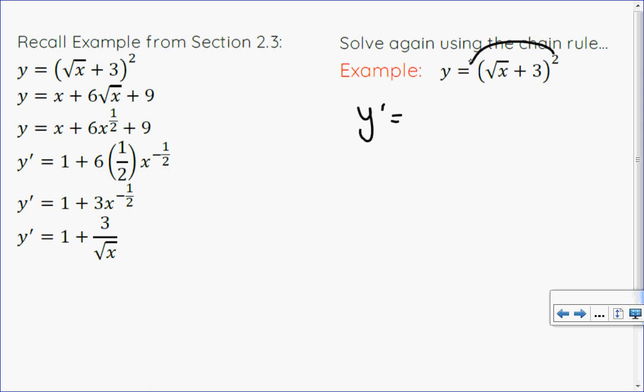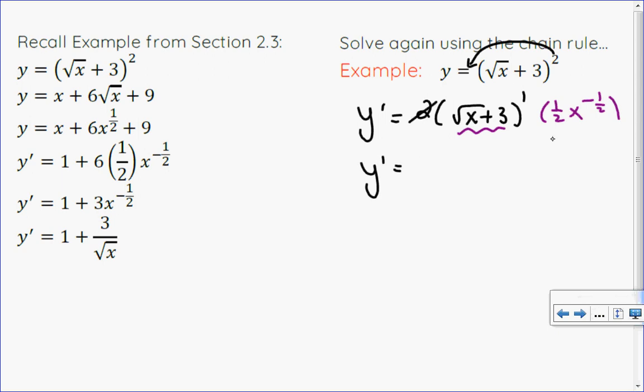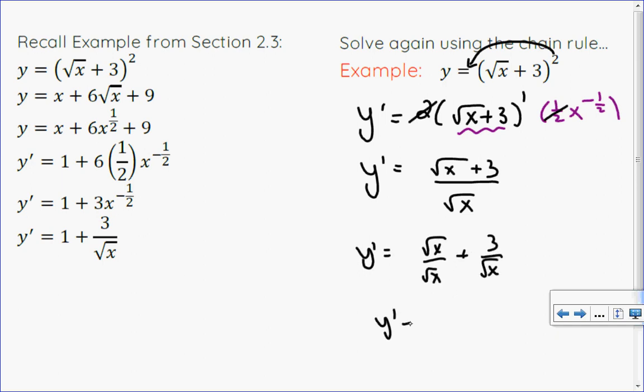So to take the derivative, the 2 comes down, keep the inside the same, decrease my power by 1, and then I do the derivative of the inside. So the derivative of root x, that's x to the 1/2, so that's 1/2 x to the negative 1/2. So to finish this off, I'm going to simplify. So half of 2 is 1, and I'm left with the square root of x plus 3 all over root x, which if I want to simplify in another way, I can separate it into 2 fractions with a common denominator, and I would get the same answer that I did last lesson. So I know that that works.